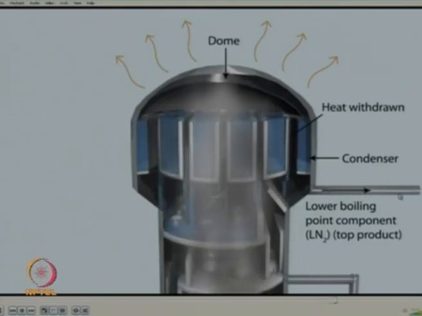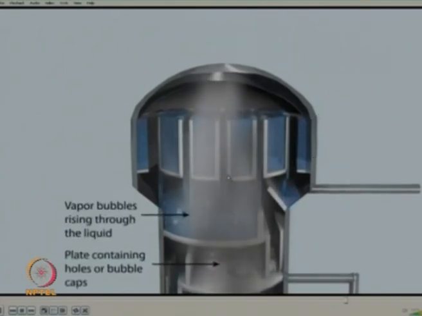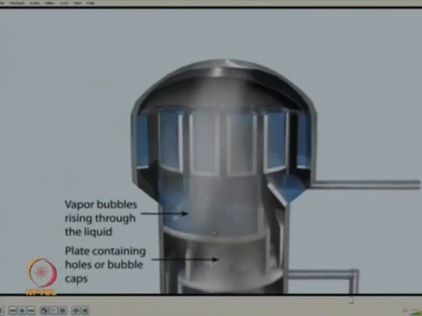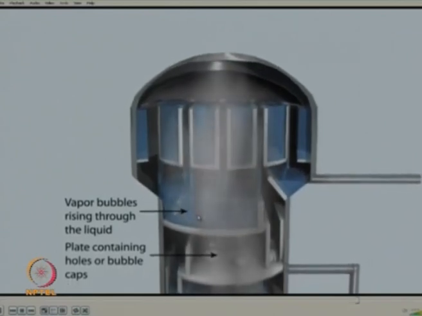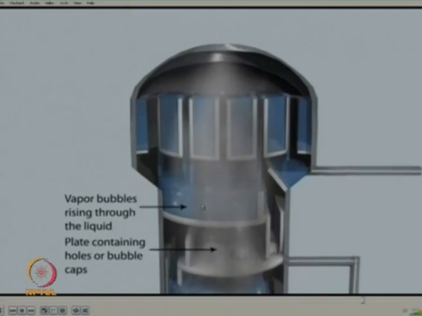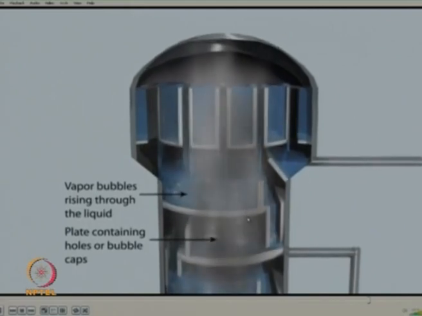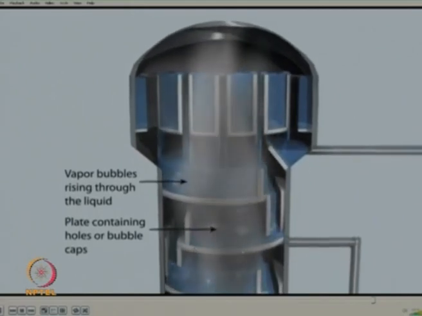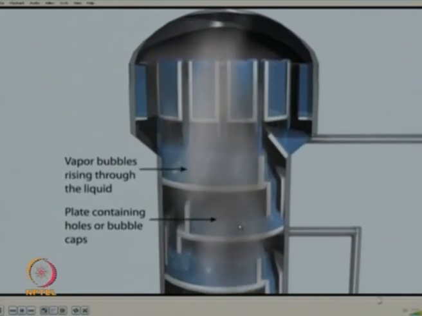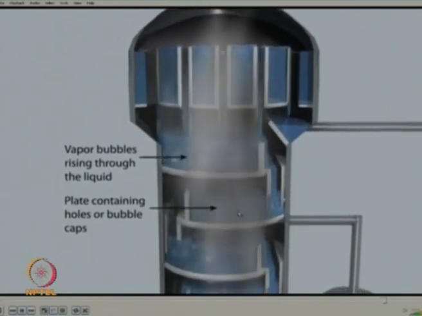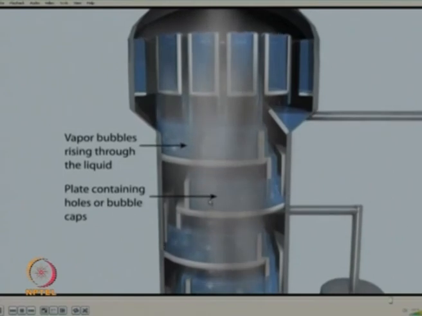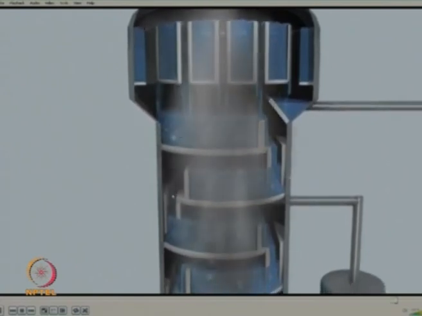Not all the liquid is taken out, some liquid starts coming down also. In order to have a steady state, you will have some liquid coming down, and what you can see again is heat transfer between the upcoming vapor and the downgoing liquid. And you can see that on each plate there are small holes or bubble caps through which vapors rise up, and the liquid will go down through this weir.